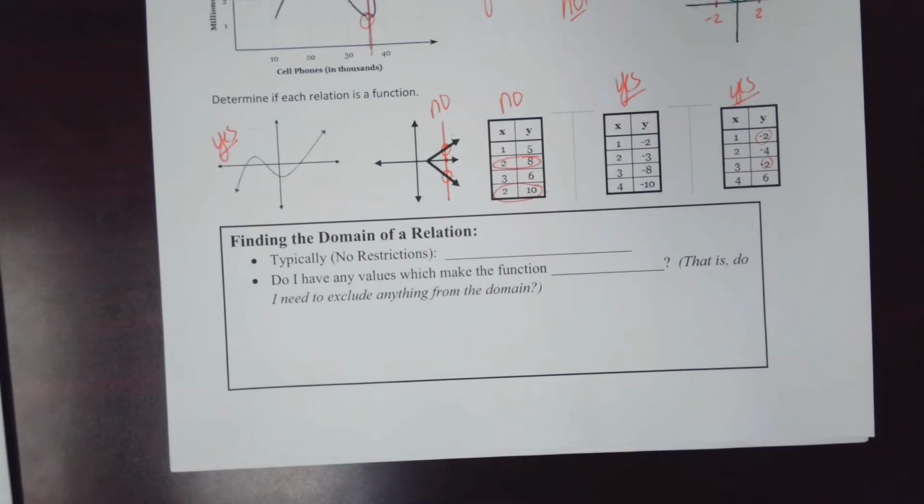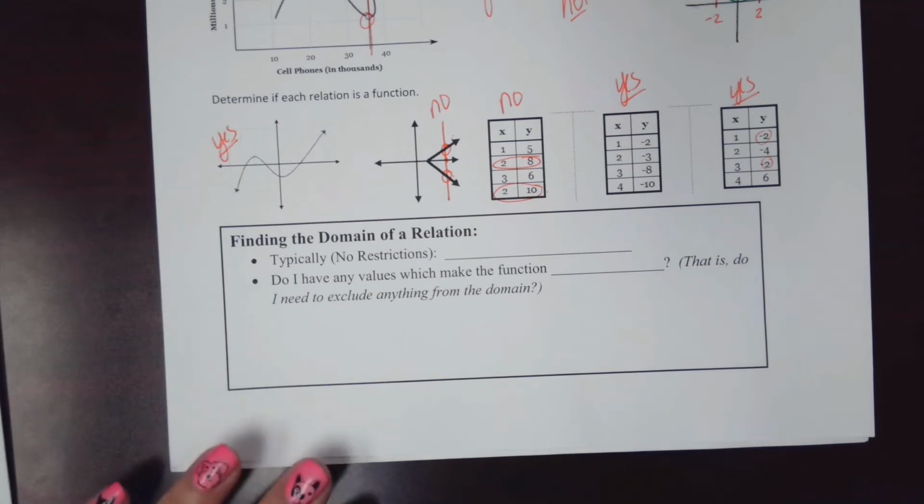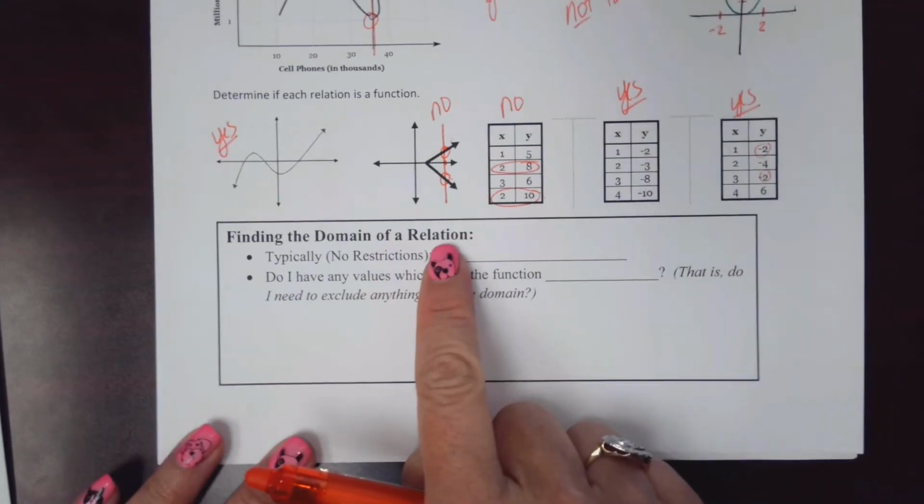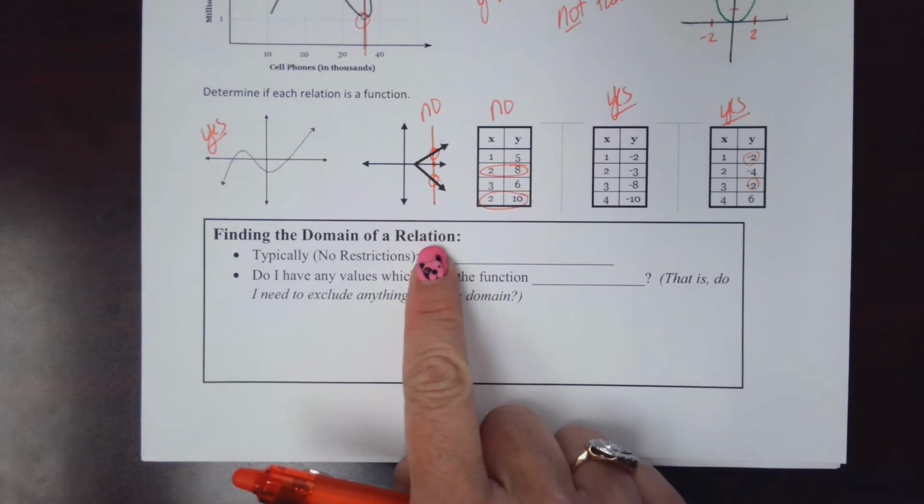Okay, finding the domain of a relation. Now notice it says a relation because every relation has a domain and a range, whether it's a function or not.